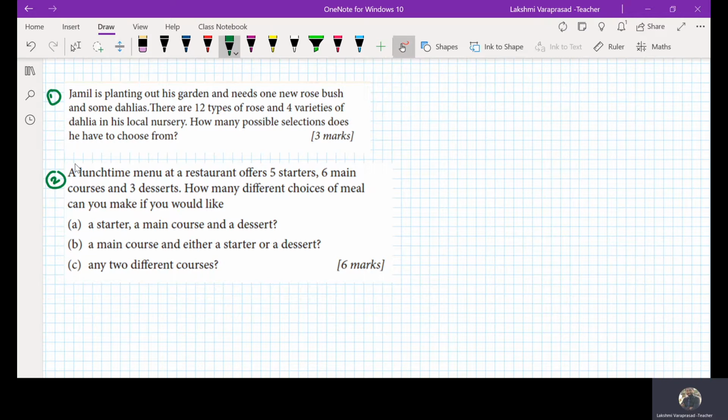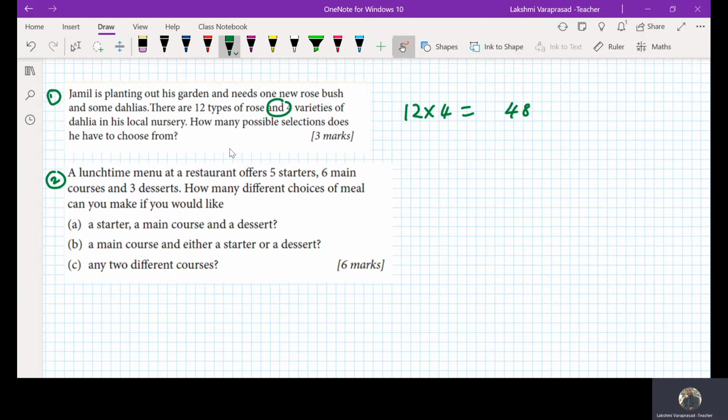There are two questions. Let's try to understand that question now. The question says that Jamil is planting out his garden and needs one rose and some dahlia. There are 12 types of roses and 4 varieties of dahlia at the local nursery. How many possible selections are there? So that means 12 into 4, because we want both. So 12 times 4 is going to be 48. This is the answer for this question.